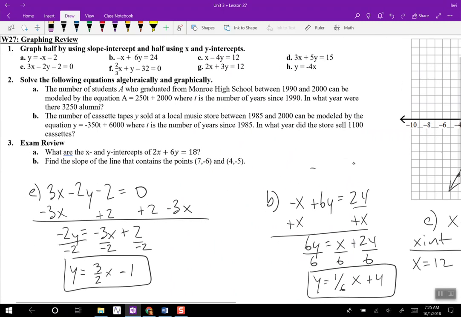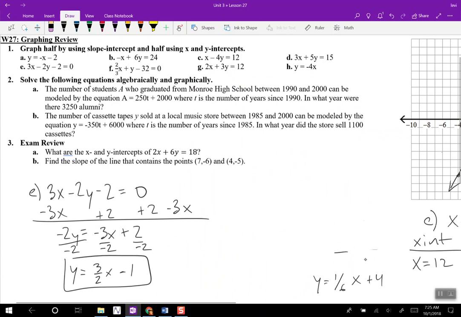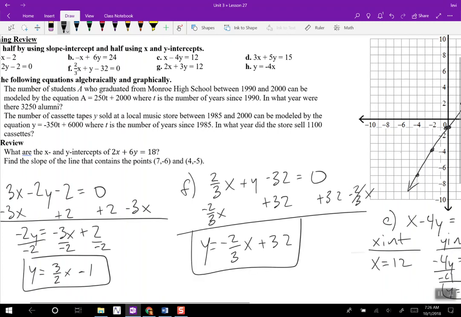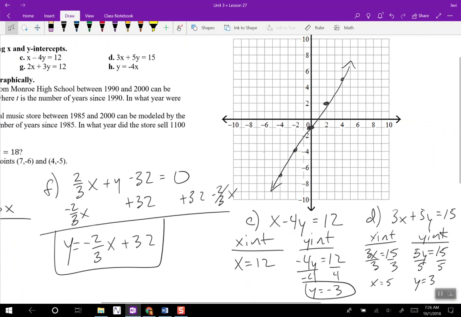F says 2/3 x plus y minus 32 equals 0. So we can solve this for y pretty easily by adding 32 to both sides and subtracting 2/3 x, and we get y equals negative 2/3 x plus 32. So our y-intercept is way up at 32. That's going to be a tough one to graph.